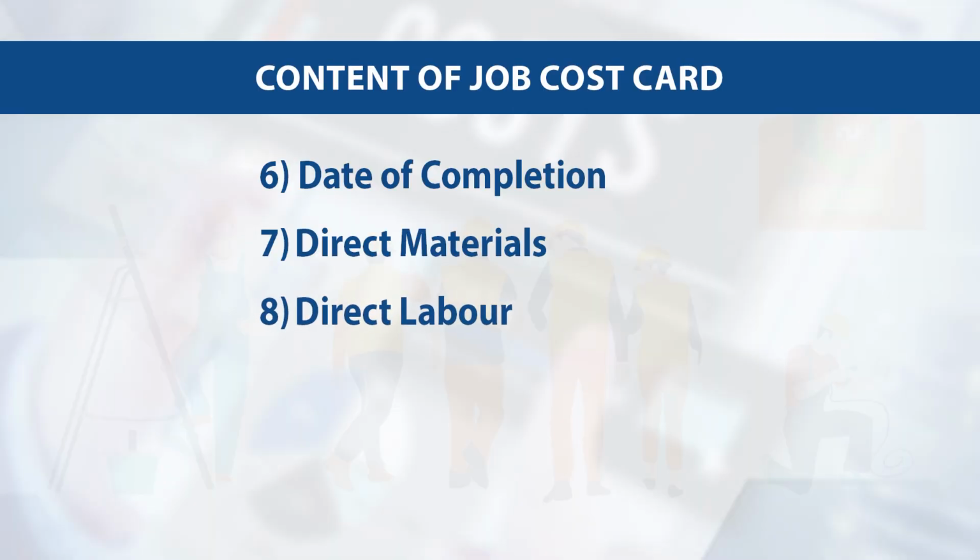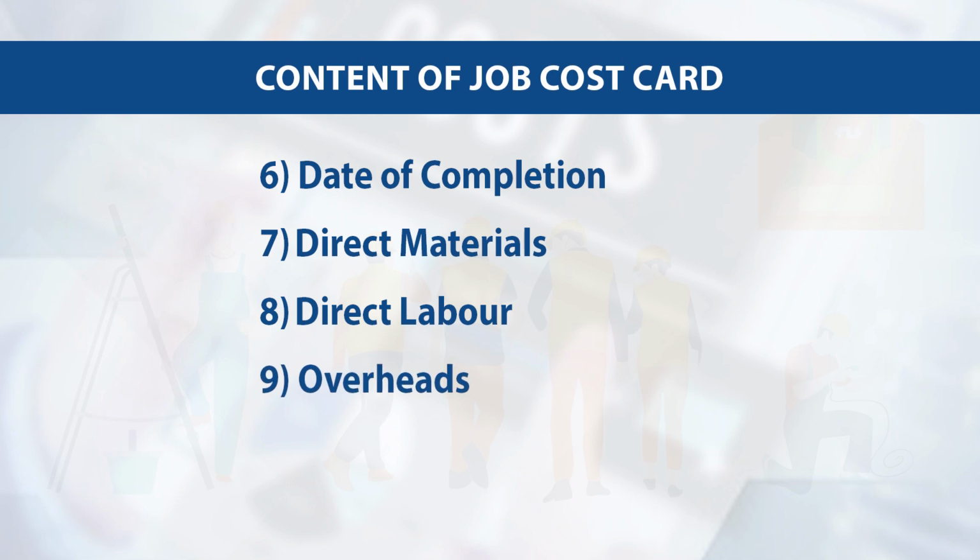Seventh, direct materials. It is an important element of total cost. Information for control purposes can be obtained for materials, like when material is issued, who has asked for the raw material, and what is the total amount of raw materials issued. Eighth, direct labor. The same information which can be obtained for material can be made available for the direct labor column.